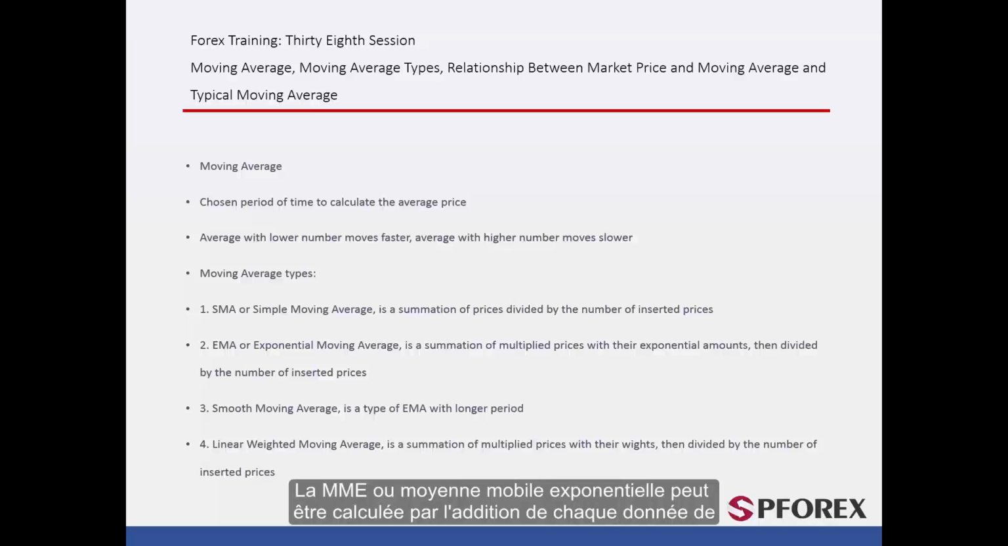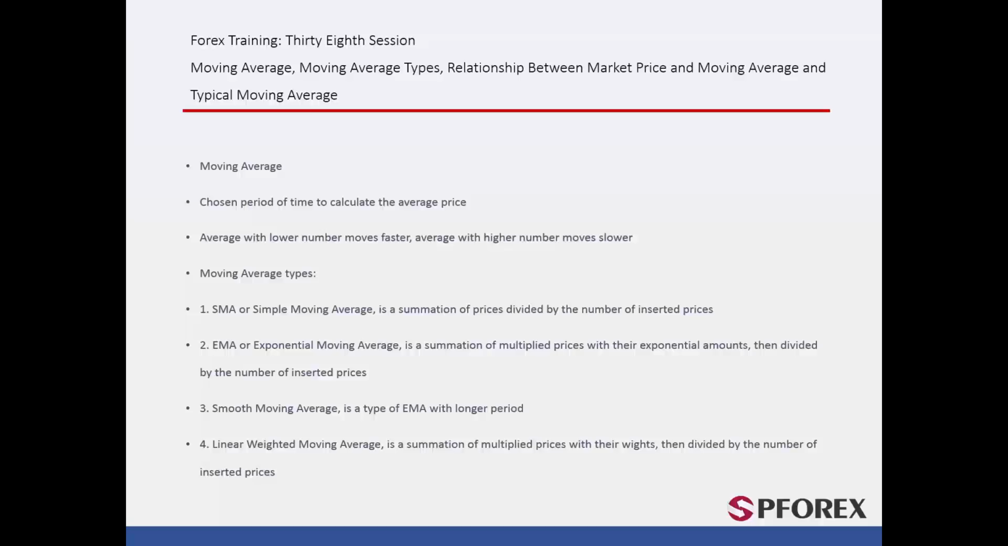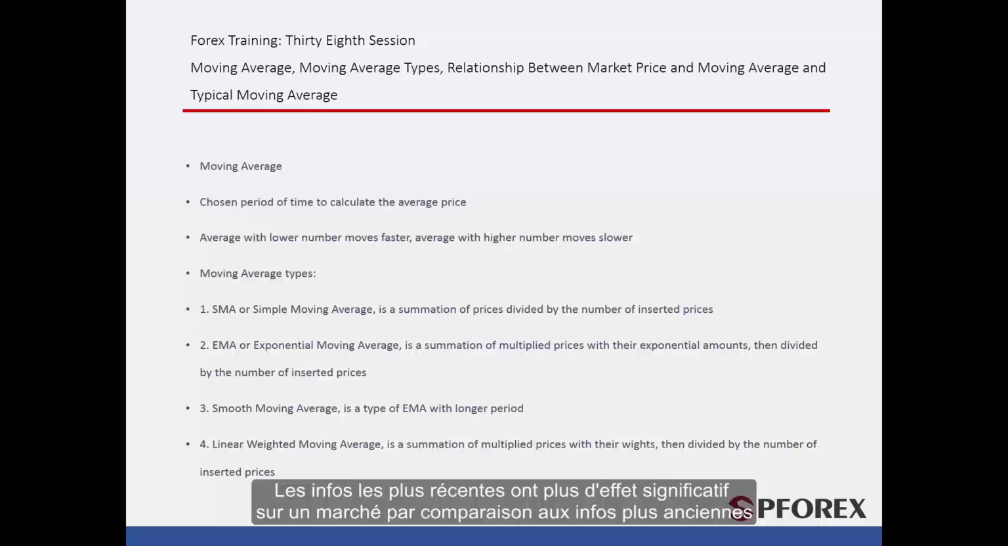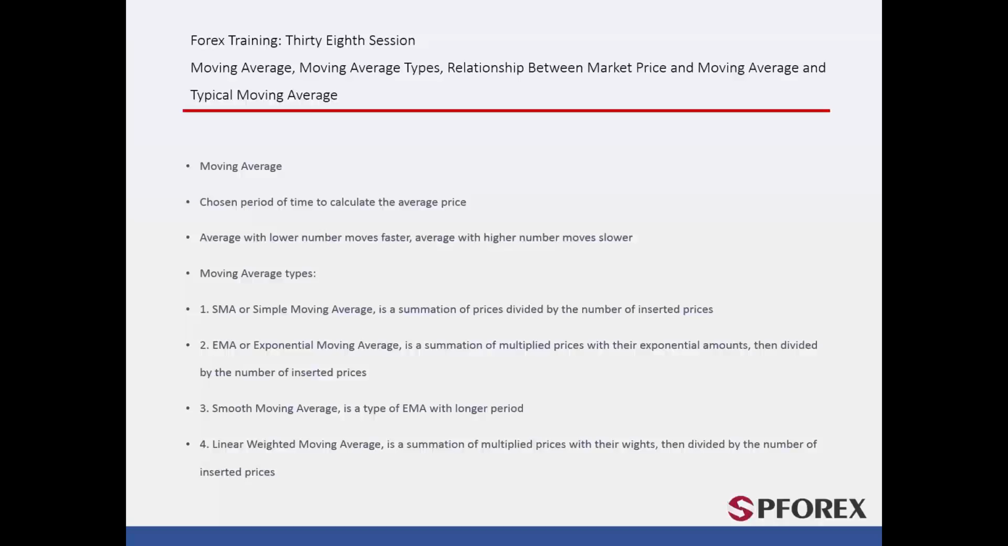EMA, or exponential moving average, can be calculated by the summation of each price data multiplied by its exponential amount and divided by the number of data inserted. It can be classified by considering the importance of each data based on its novelty. The latest news has a more significant effect on a market compared to earlier news. It has more rapid movement than the SMA.